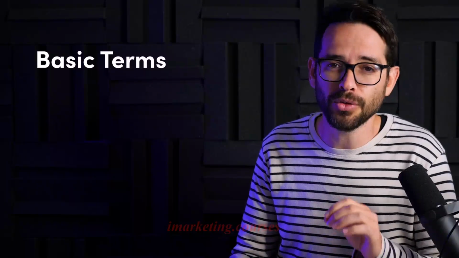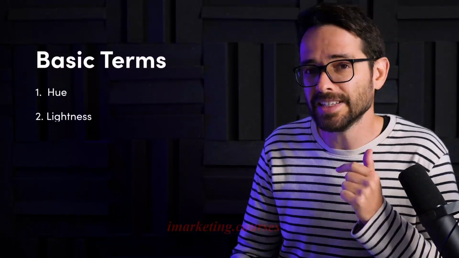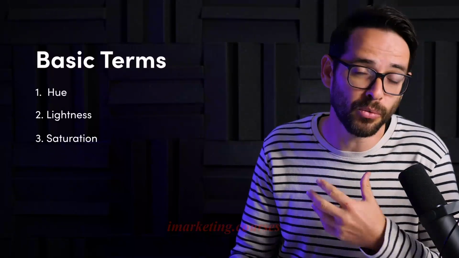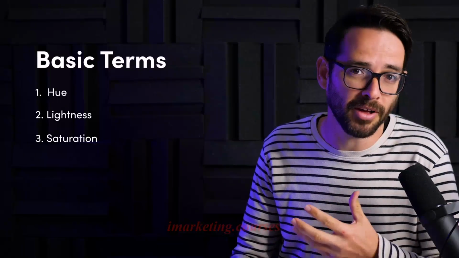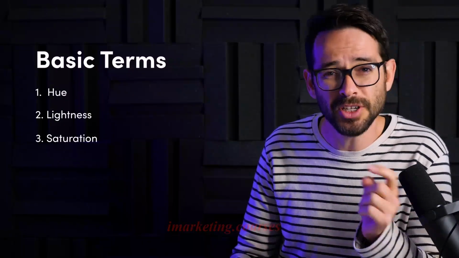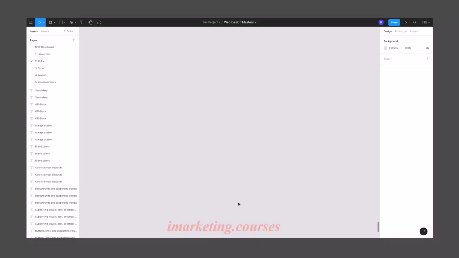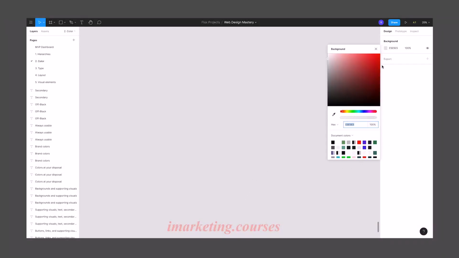I want to cover three basic terms. Those are hue, lightness, and brightness, and we're going to use them when talking about design. So I want to show you how that looks and what that means. Let me jump into my design software to show you. The best way for me to explain these terms is actually to show you a color picker. I'm going to show you this in Figma, but this looks exactly the same in every design software.